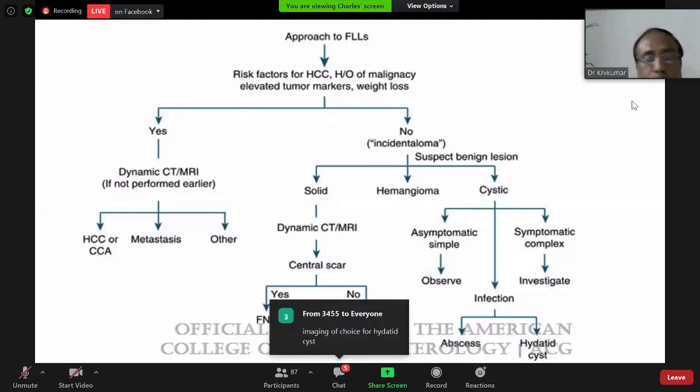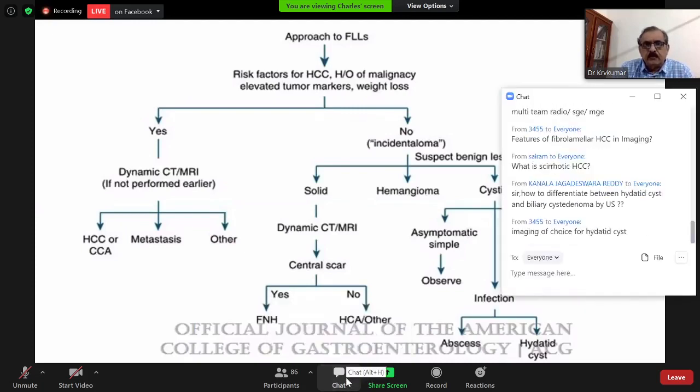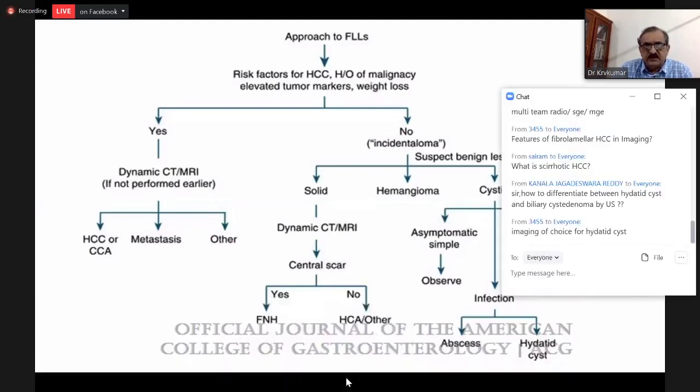Thank you very much for the prompt update. A few more questions have appeared in the chat box. I think we can very quickly go through those also. Features of fibrolamellar HCC on imaging. What is sclerotic HCC? How to differentiate between hydatid cyst and biliary cystadenoma by ultrasound scan, and imaging of choice for hydatid cyst. So I think first HCC and then we'll go to hydatid.